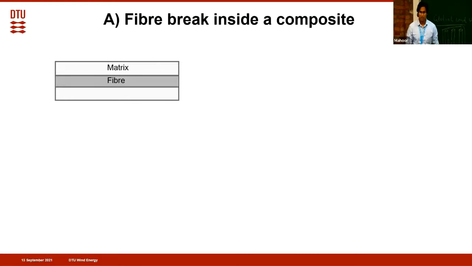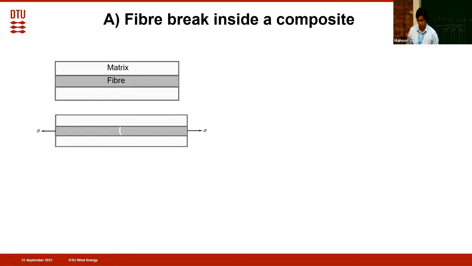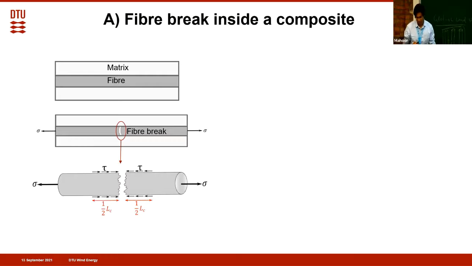So let's discuss what happens when a fiber breaks inside a composite. Here you can see a one-fiber composite. The fiber is in gray and the white is the matrix, unloaded. Now we load the matrix, and you see a fiber break in the composite, and the fiber is carrying the stress sigma.